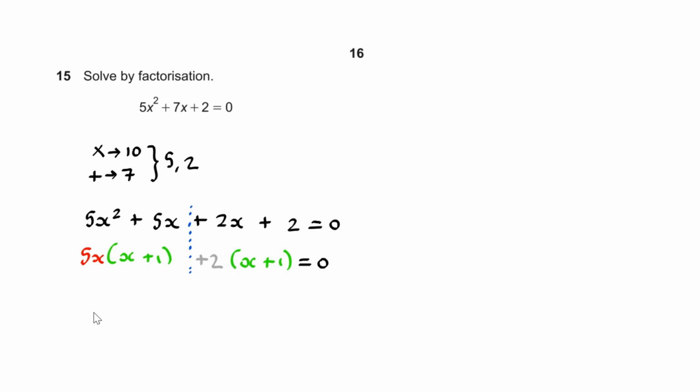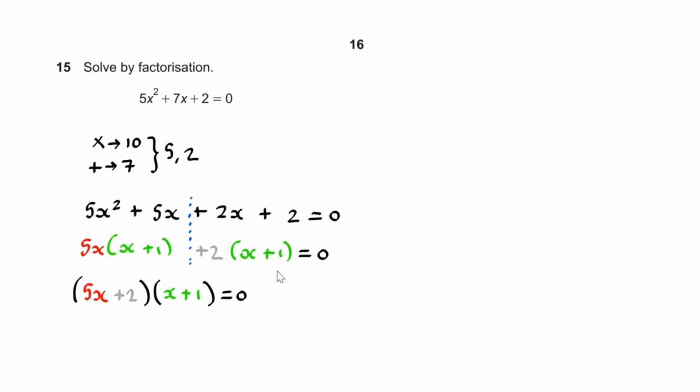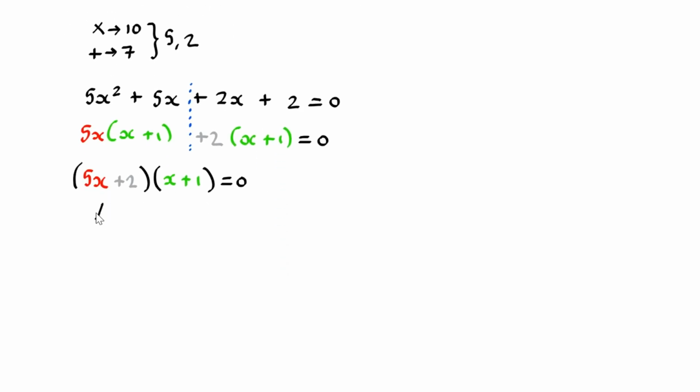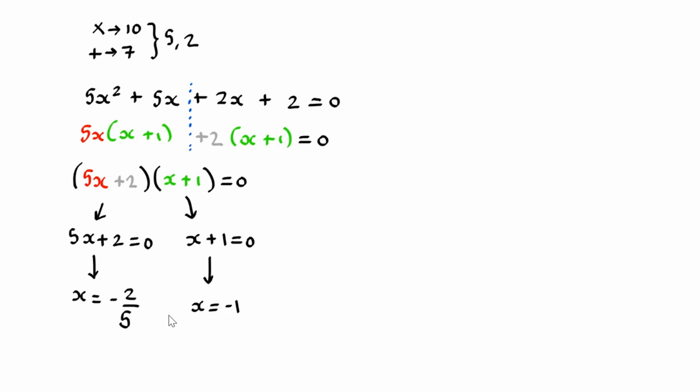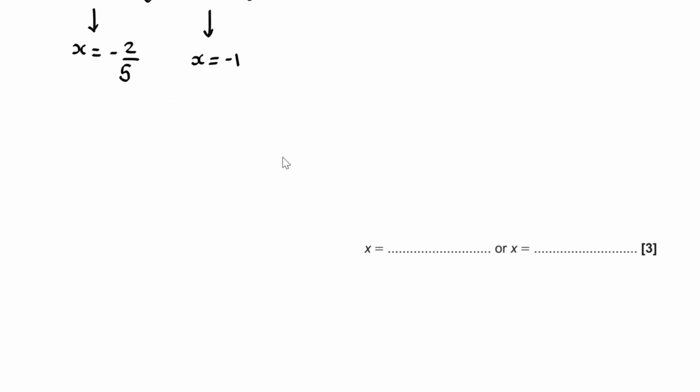And if we group the terms together, we've got the 5x plus 2. So we've got 5x plus the 2, and this is being multiplied by the x plus 1, and this, of course, is equal to 0. So if we attempt to solve, either 5x plus 2 is equal to 0, or we've got x plus 1 equaling 0, from which we can see x is equal to minus 2/5, or x is equal to minus 1. And therefore, our solutions are x equals minus 2/5, or x equals minus 1.